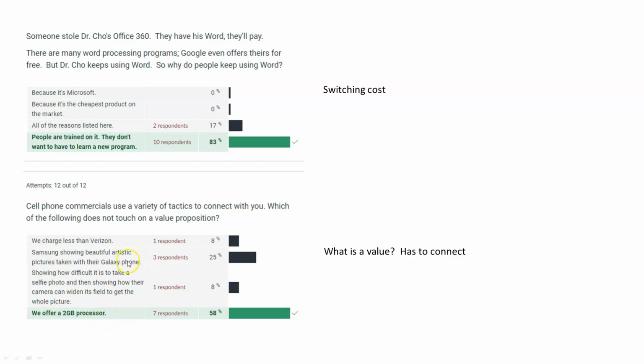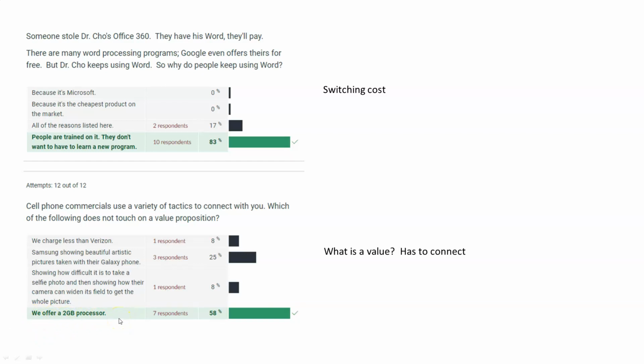So now we're down to artistic pictures. The key word here is beautiful, beautiful artistic pictures. And when you take beautiful artistic pictures, it tends to fall into the realm of emotion. Beauty falls into the realm of emotion. We offer a 2 gigabit processor.